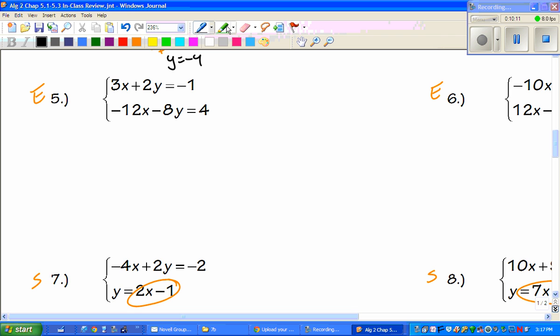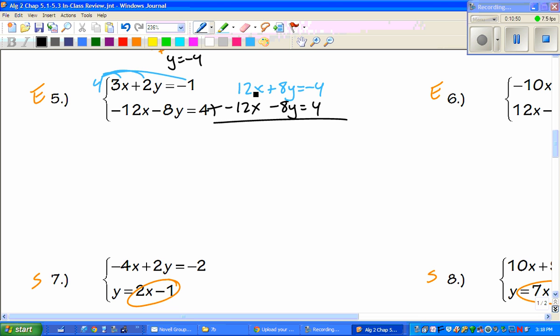Now, looking here, we can either cancel our x's or our y's. I'm going to cancel the x's just because they're first. Okay? Now, I need 3 to get to 12. So that means I'm going to multiply it by 4. So that gives us 12x plus 8y equals -4. All right, and now the bottom equation stays the exact same. We're not doing anything to it.